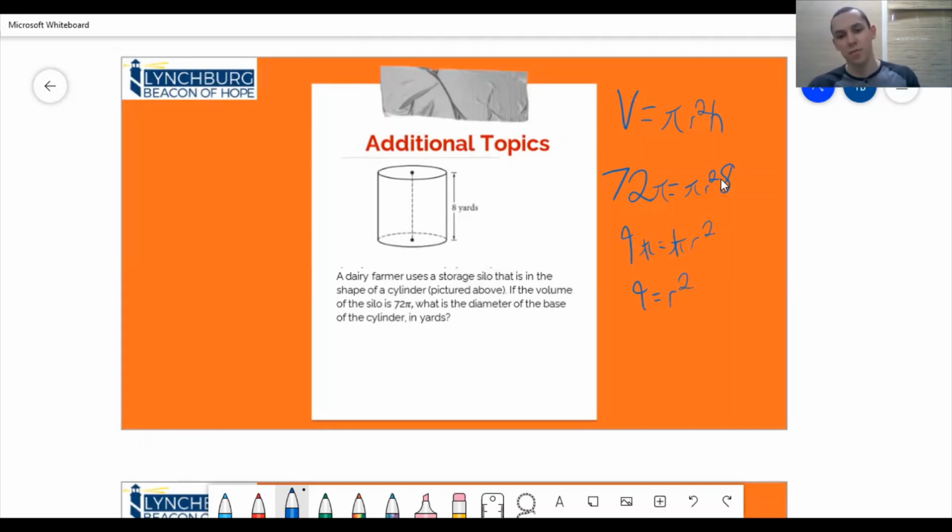Thankfully, 9 is a perfect square, so if we take the square root of both sides, we get that 3 equals r, and that's in yards. So we get 3 yards equals r. So that's our radius. However, the question wants the diameter, so this is one of those where it does ask you to take it that one step further. And of course, diameter is just 2 times the radius, which equals 6 yards.